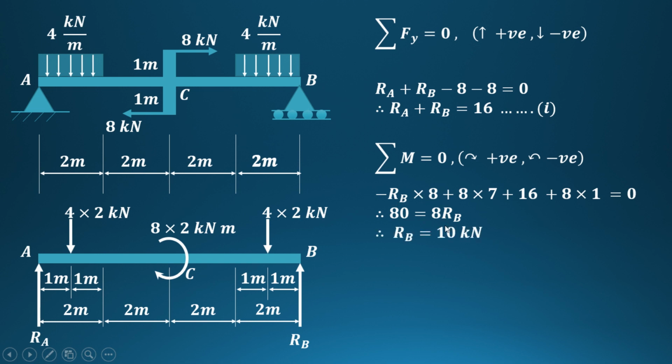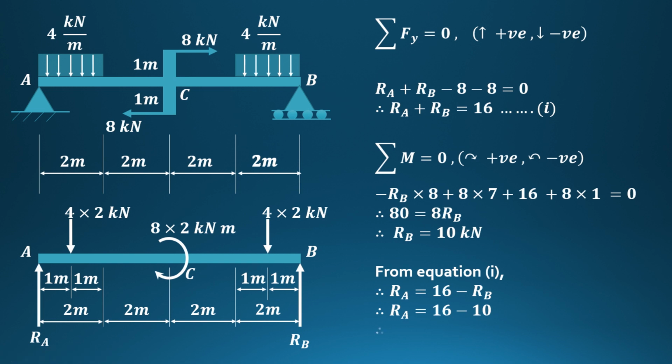So it will become 8 RB. You'll get the value of RB as 80 divided by 8, that is 10 kN. Now substitute this value of RB in equation 1. From equation 1, RA is equal to 16 minus RB, and substituting the value of RB, that is 10, the reaction at A will be 6 kN. In this way we can find the reactions at A and B. So the RA value is 6 kN and RB is 10 kN.